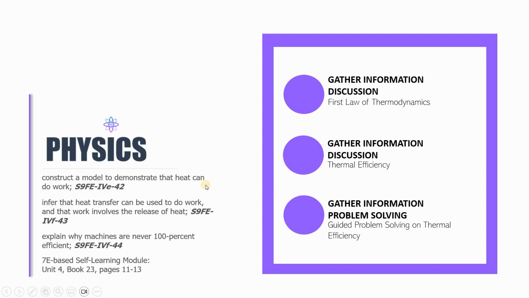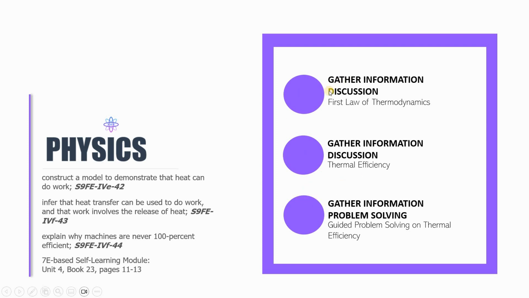This session is actually one of those sessions where we have so many learning competencies. The first among them is for you to be capable of constructing a model to demonstrate that heat can do work. The second learning competency is for you to be capable of inferring that heat transfer can be used to do work and that work involves the release of heat. And the last learning competency for this session is for you to be capable of explaining why machines are never 100% efficient.